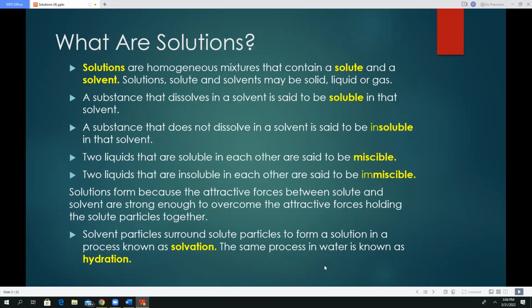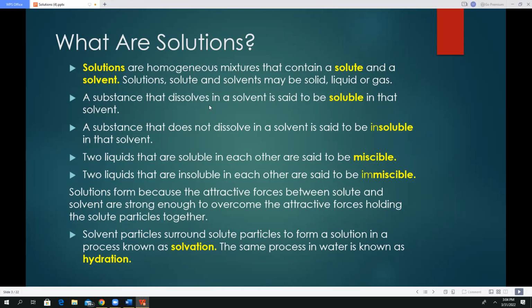All right, so basically, a solution is a homogeneous mixture that contains both a solute and solvent. And like I said, the solvent is usually the one that is in greater proportion, and it's what the solute is dissolved in. Any substance that dissolves in a solvent is the solute.